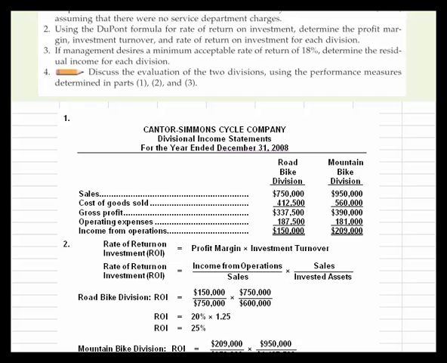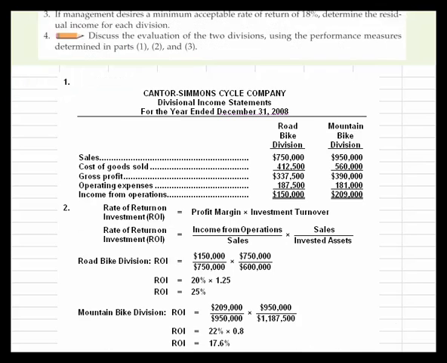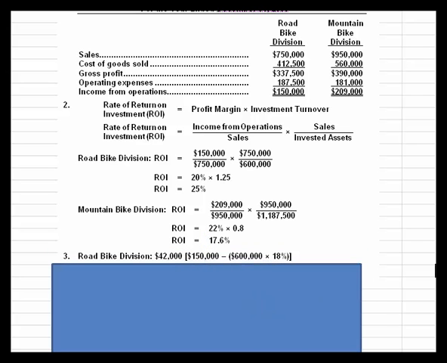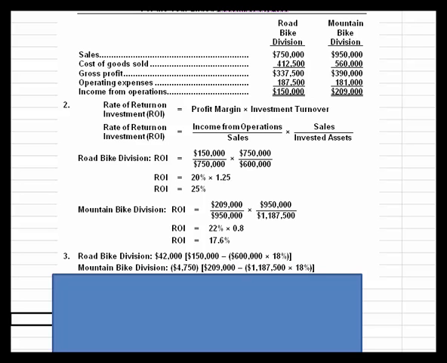Okay, now, part 3 says, if management desires a minimum accepted rate of return of 18%, determine the residual income for each division. All right, so let's take a look at how we compute residual income. And we'll do the road bike first. What we've got to do is take the 18% times the $600,000, which was given as the invested assets, and we have to subtract that from our real return, which was $150,000. Okay, now I've slid the blue barrier down so we can see how we do it with the mountain bike division.